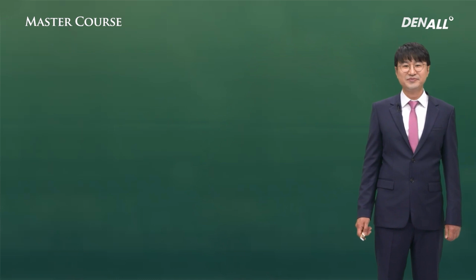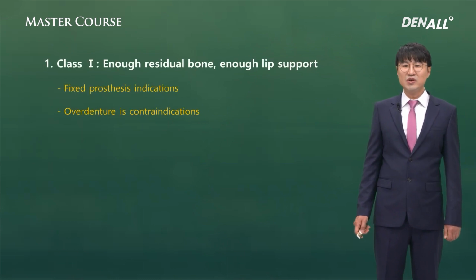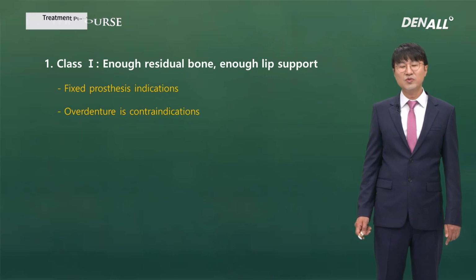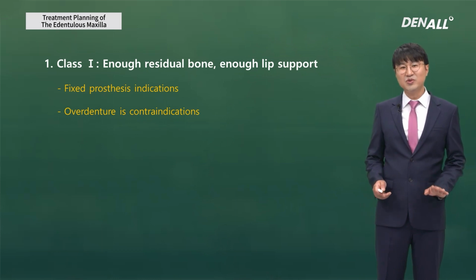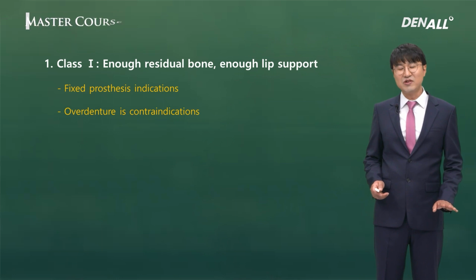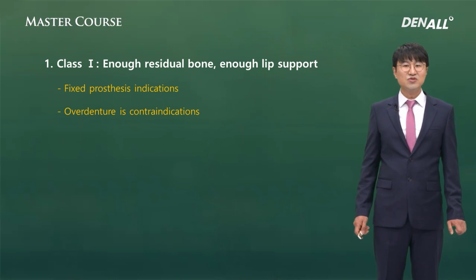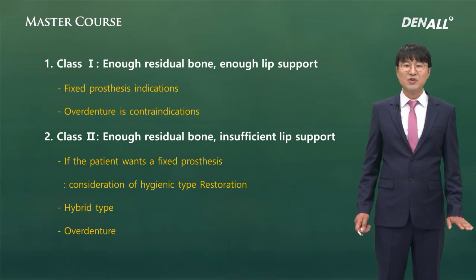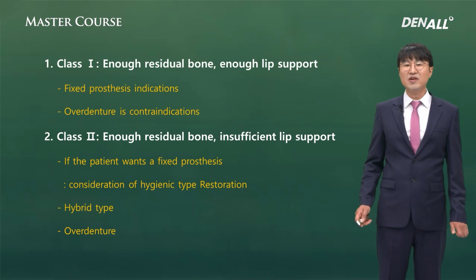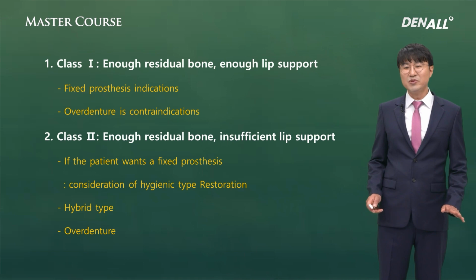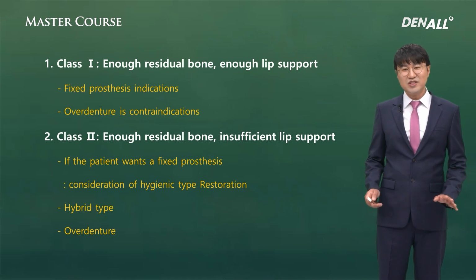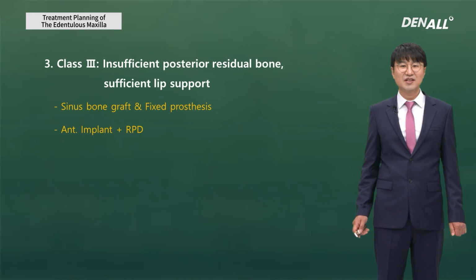So let me give you a summary. If you have enough residual bone as well as enough lip support, it's a good indication for a fixed prosthesis, but a contraindication for overdenture. Overdenture being a contraindication, if you understood even that one sentence, you have learned a lot through this lecture. In class 2, you could think about overdenture, and if the patient wants a fixed prosthesis, the hygienic type is my favorite option because you can maintain oral hygiene better. And I hope you understand what the hygienic type is.